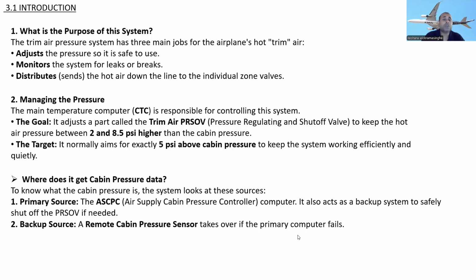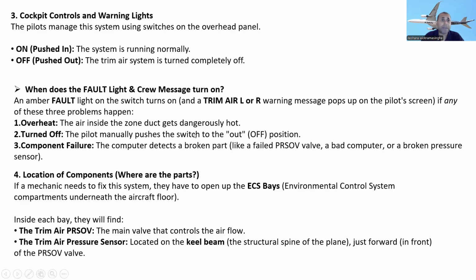All right. Cockpit controls and warning lights. The pilots manage this system using switches on the overhead panel. On, pushed in, means the system is running normally, and off, pushed out, means the trim air system is turned completely off.